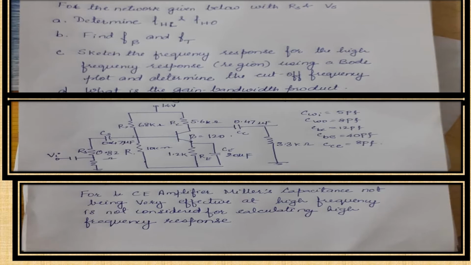So here this circuit is there. What are the things given here? CWI, CWO, this is already given. So CBC, CBE and CCE. Okay, so for a common emitter amplifier, Miller capacitance is not very effective at higher frequency range, so it is not considered, because it is stable and doesn't provide a negative gain, that is why.